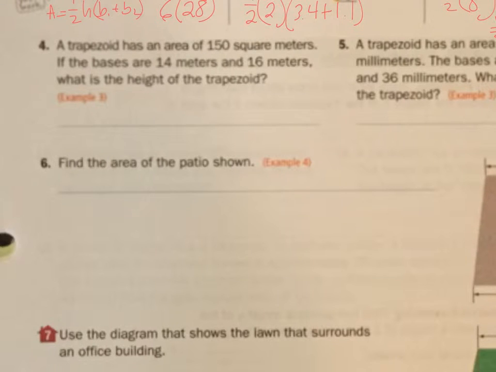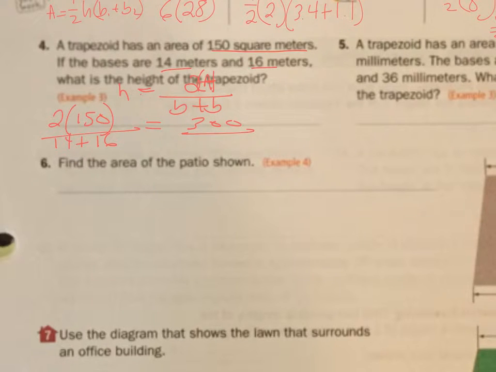Trapezoid has an area. Oh, this is where I think we're missing some parts. So we have the area here. We have the two bases. We just don't have the height. So remember, the height equals 2 times the area divided by the two bases. So what I have is 2 times my area of 150 divided by 14 plus 16. Well, 2 times 150 is 300, divided by 14 plus 16 is 30, and 300 divided by 30 equals 10 meters. It's not meters squared because we're only talking about the height. We're not talking about the area.